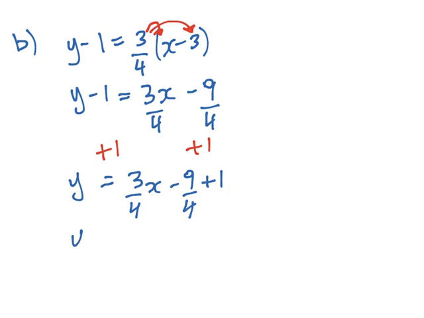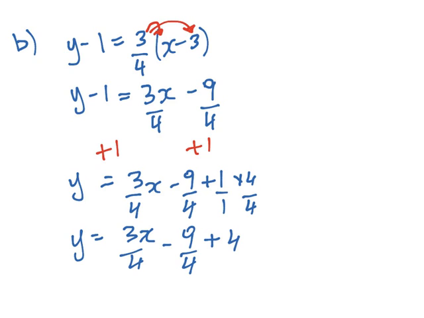Now when we're adding fractions, we have to find the lowest common denominator, so in this case, we change 1 to 4 over 4 by multiplying the numerator and denominator by 4. So we get 4 over 4, and now we're going to simplify the equation. And -9 plus 4, when we add the numerators, gives us -5 over 4.